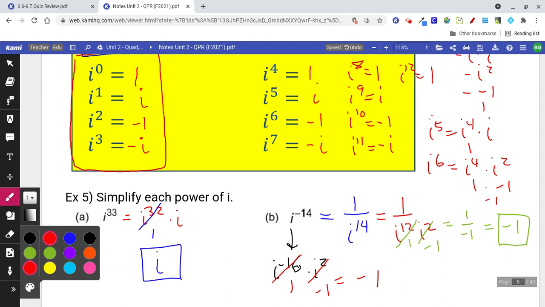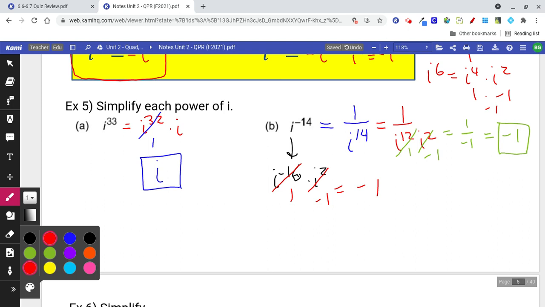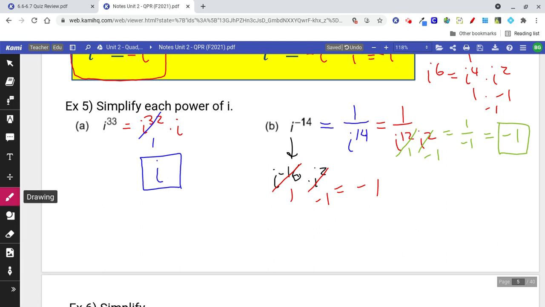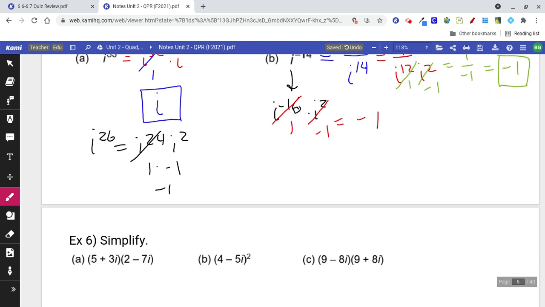I know students struggle with this, so let's do one more example. If I did, I don't know, 26. Okay, i to the 26th. The way I would do it is say that's i to the 24th times i squared. i to the 24th is a multiple of 4, that's 1. i squared is negative 1. 1 times negative 1 is negative 1. They're all going to be kind of the same thing. Split it up into a multiple of 4 and whatever's left.